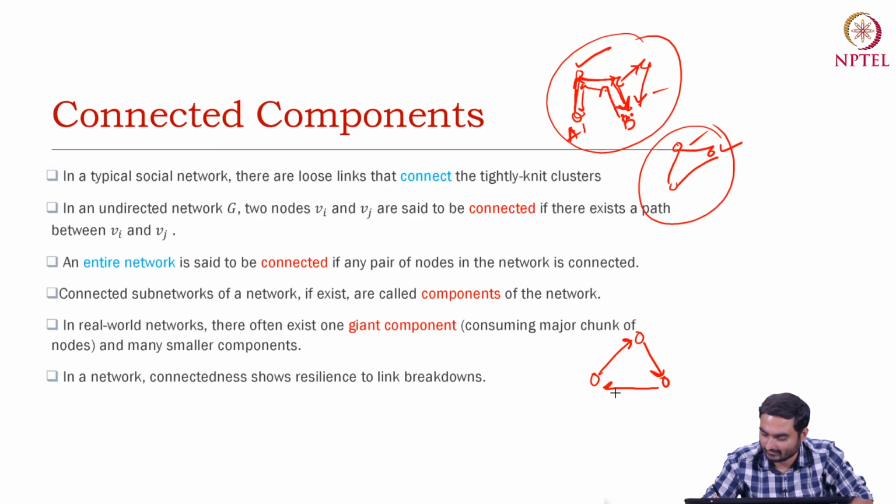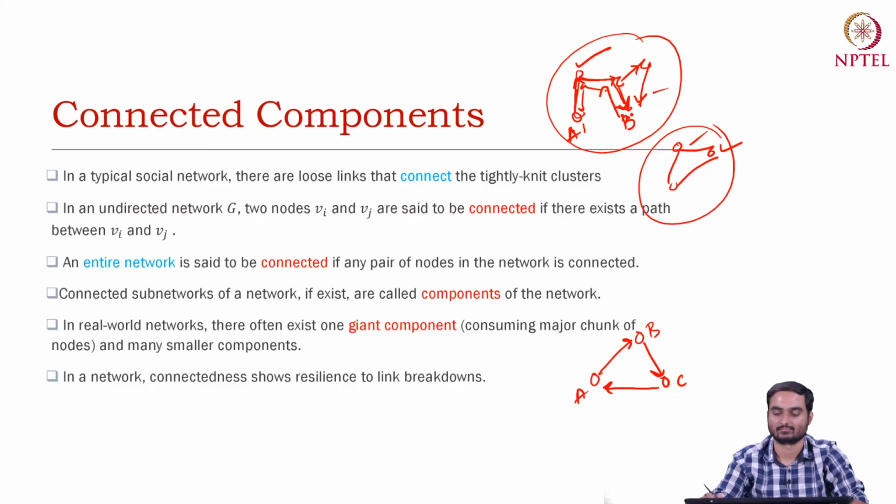Let us take an example of this one, right, A, B, C, a cycle. This is a strongly connected component. From every node, you can move to another node through the direction.